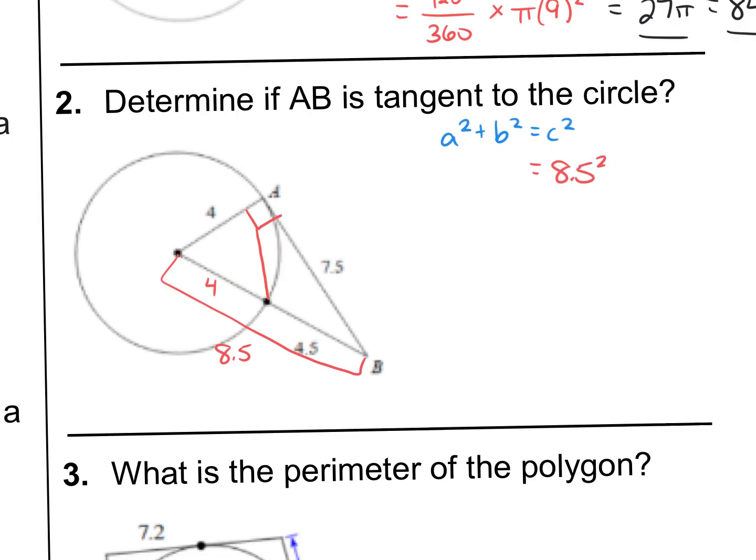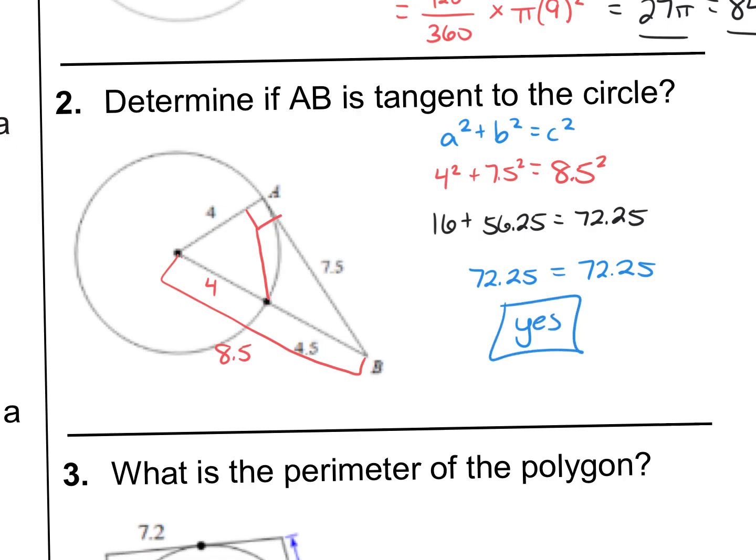What can I use for my A value? 4. 4 squared from here, and my other one? 7.5 squared. What do we want to do once we have this filled out? Just like evaluating, right? So from here, I'm going to take 4 squared is 16. 7.5 squared is 56.25. 8.5 squared is 72.25. What do I do from here? Add that left side together. I get 72.25. Does that equal 72.25? Yes. Okay, so what does that yes mean? That it is a tangent line.